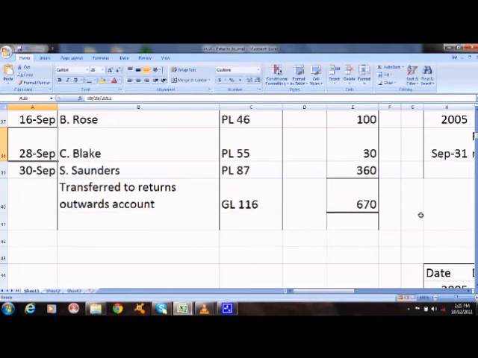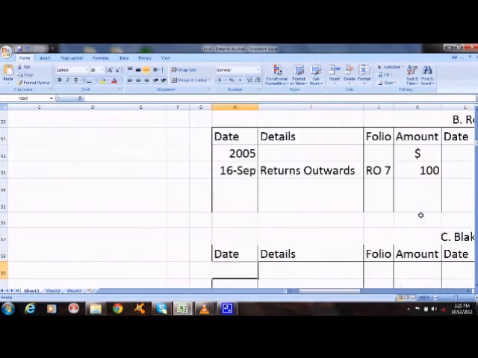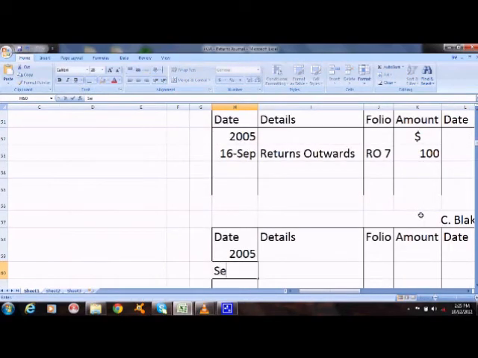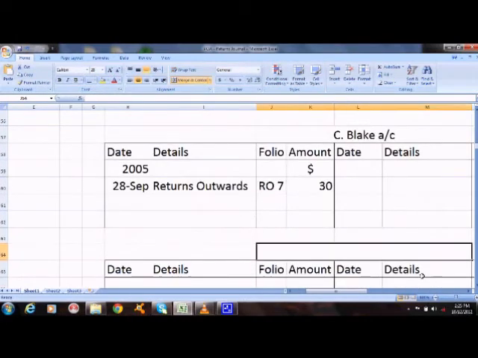Now we are on to C. Blake, September 28. C. Blake, page 55 of the purchase ledger, $30. Now we're going to enter under C. Blake. It's 2005, September 28. Returns outwards, RO7, and then the amount is $30, right? Yes.